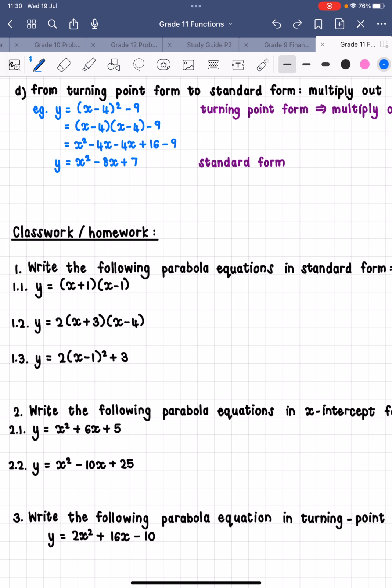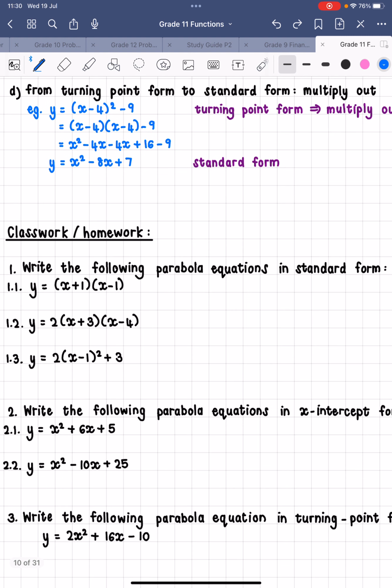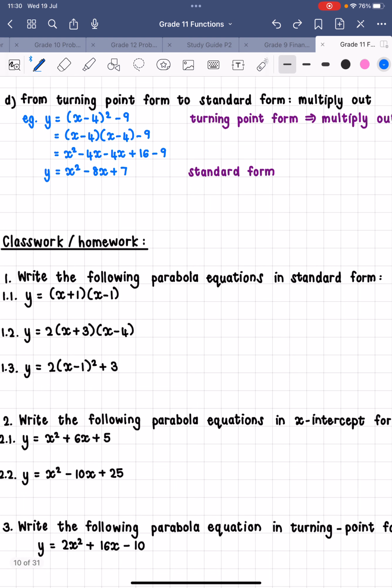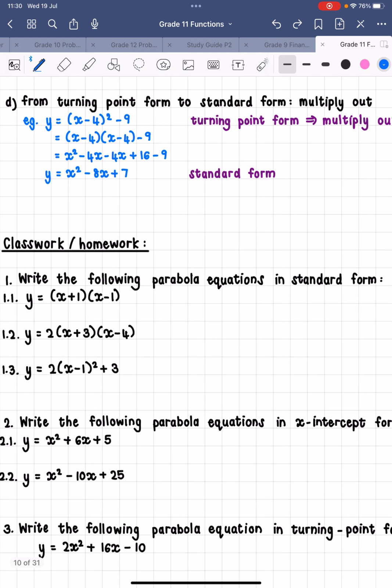Alright, D. From turning point form to standard form. Again, very easy. We're just going to multiply out the brackets. Yeah, B is very similar. It was x-intercept to standard form. This is turning point to standard form.